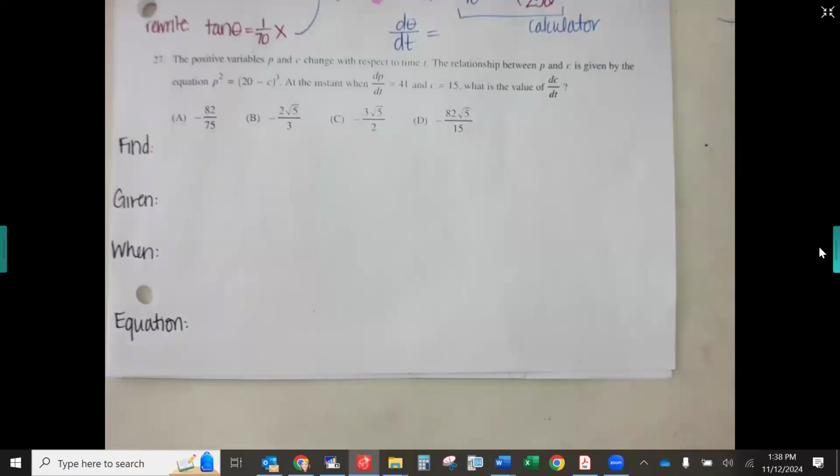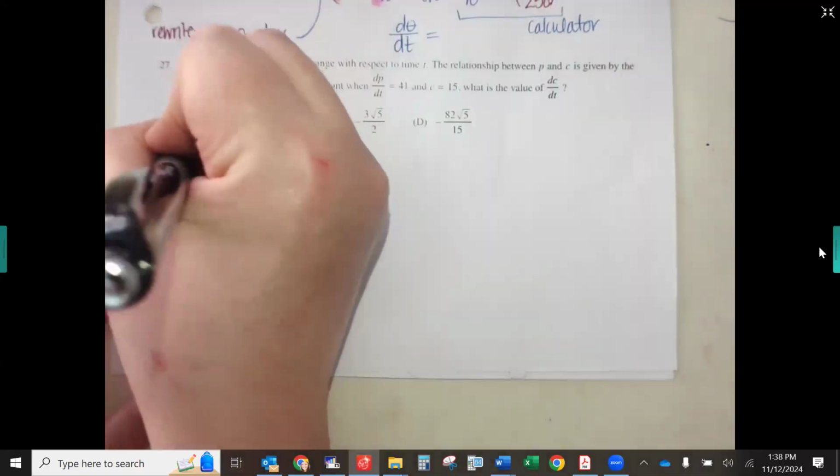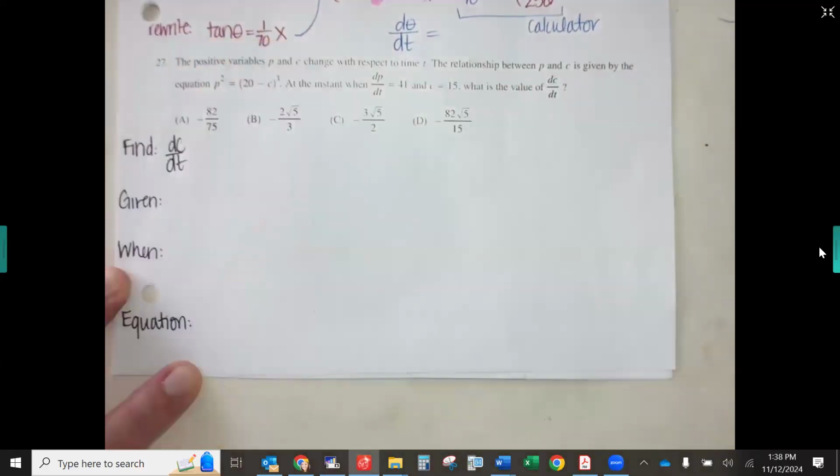Good job. You did all the hard stuff right. All right, can somebody tell me what we're finding? DCDT. Okay, DCDT, very good. Okay, then they gave us a given. What's our given?